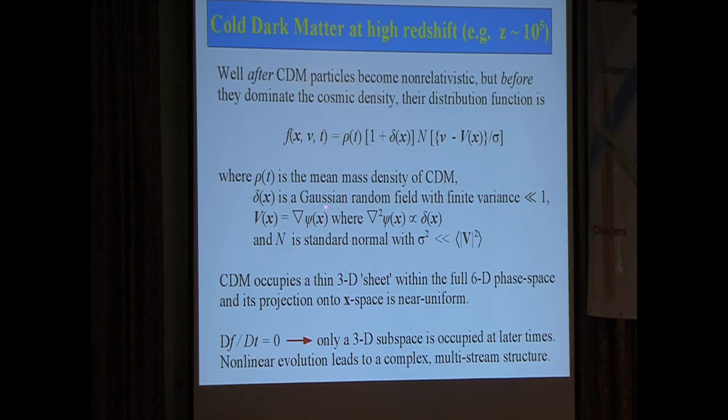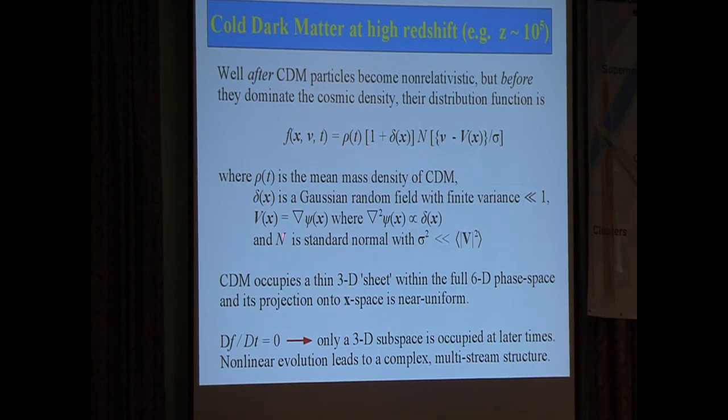So you can get that it's a gradient of a potential, and the Laplacian of this potential is related to the density fluctuation. This is just straight linear theory. And this is a thermal velocity, so you can take this to be a Gaussian, and the characteristic velocities are much less than the velocities of motion. This is what we mean by the matter being cold. Right? So this is the theoretical distribution.